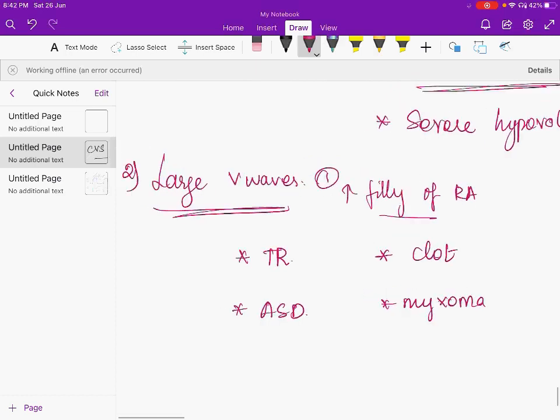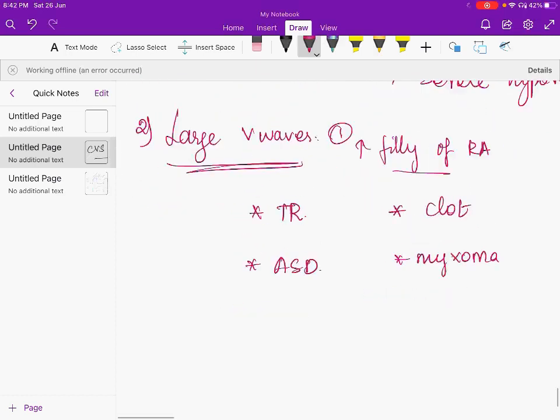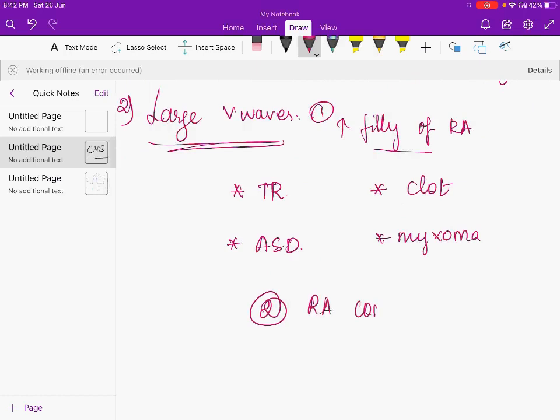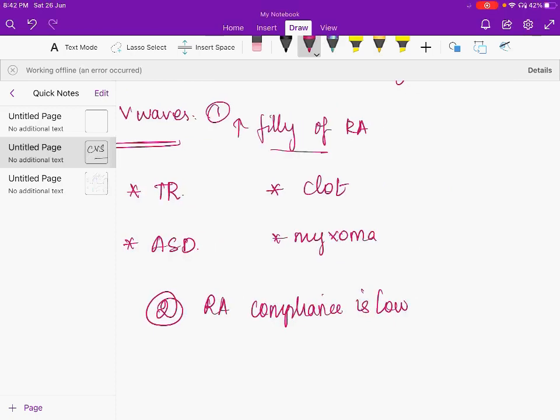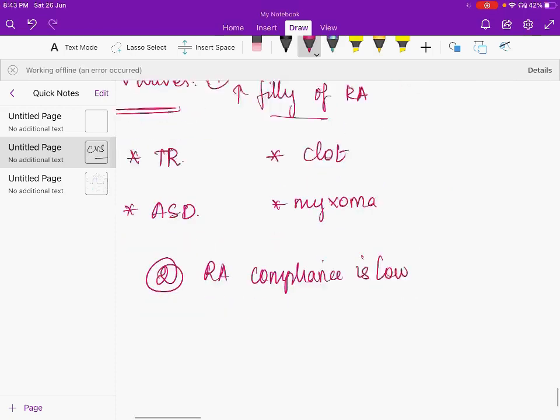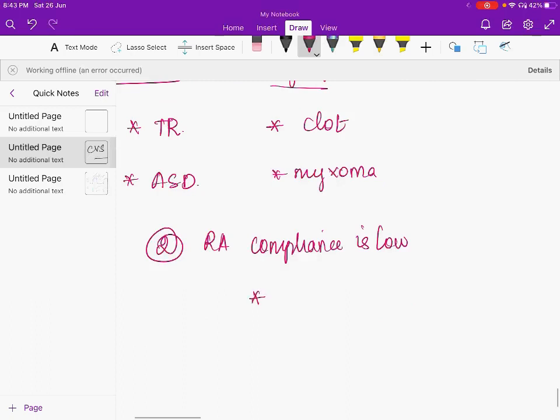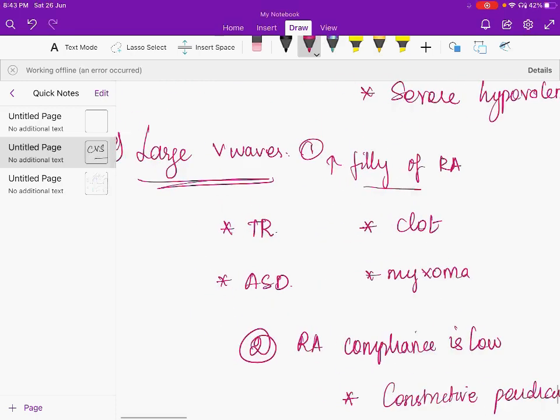So next, one more condition: when your RA compliance is low. When your RA compliance is low, your right atrium cannot expand to receive the blood. So one cause, as we all know, constrictive pericarditis and your tamponade. This will have large V waves. Okay, this will have large V waves.